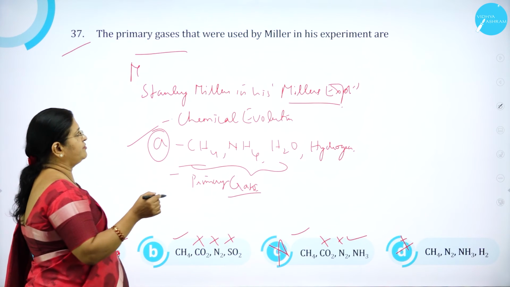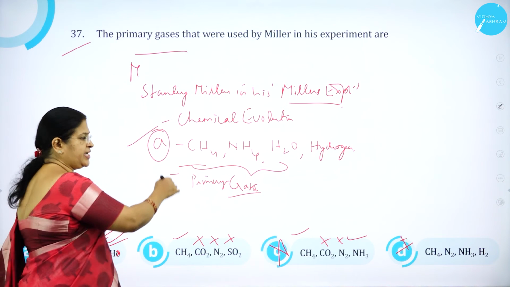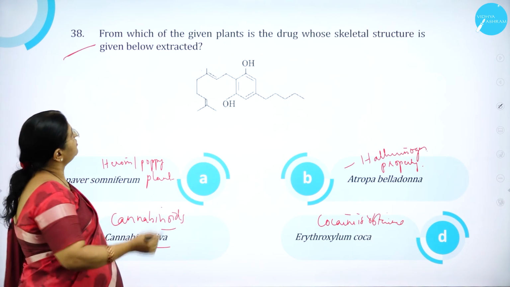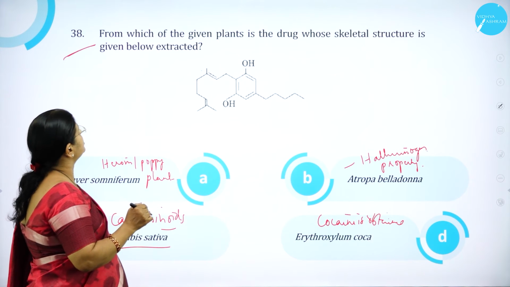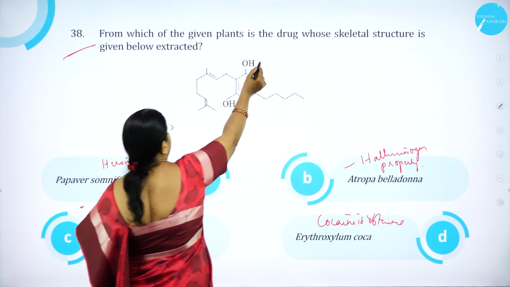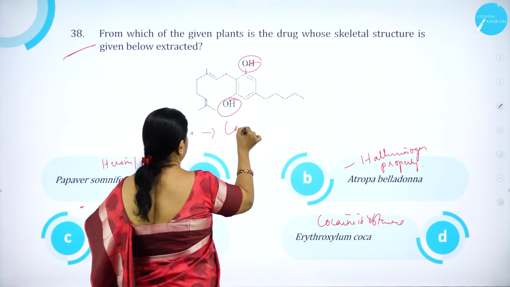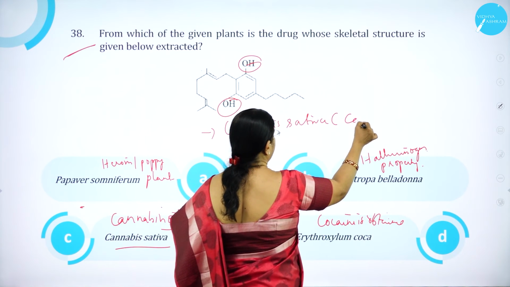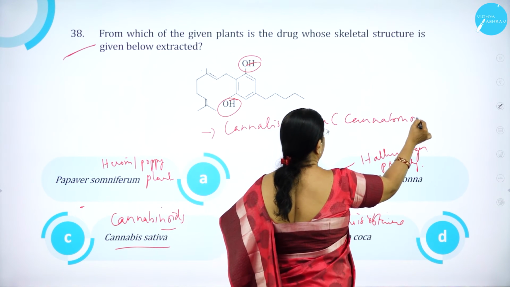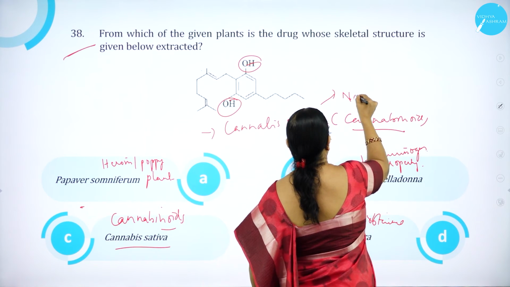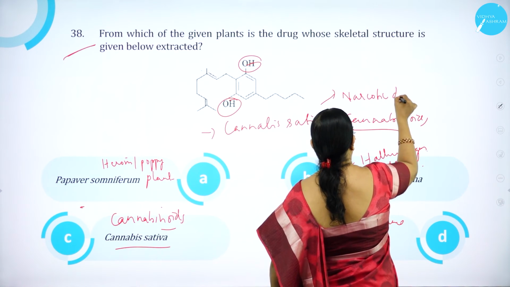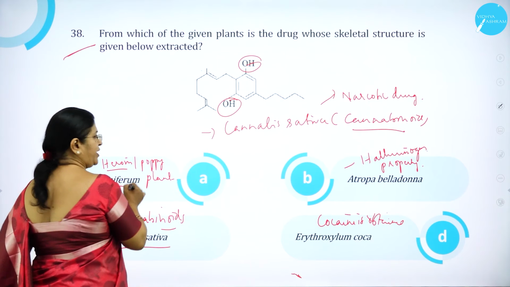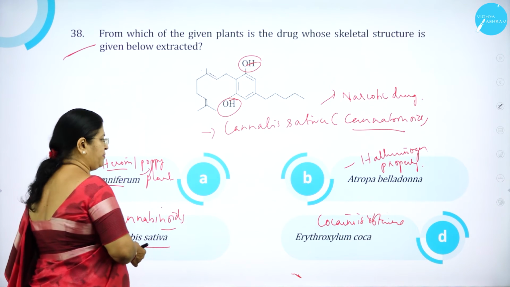So the primary gases that were used by Miller in his experiments were CH4, NH3, water and hydrogen. Moving on to the 38th question. From which of the given plants is the drug whose skeletal structure is given below? If you see the skeletal structure, this belongs to Cannabis sativa, which is nothing but a cannabinoid, a narcotic drug. So option A, Papaver somniferum, heroin, also commonly called the poppy plant.